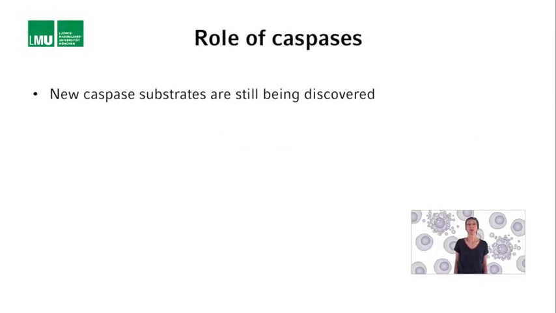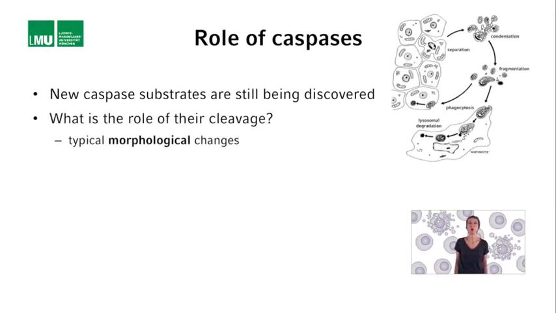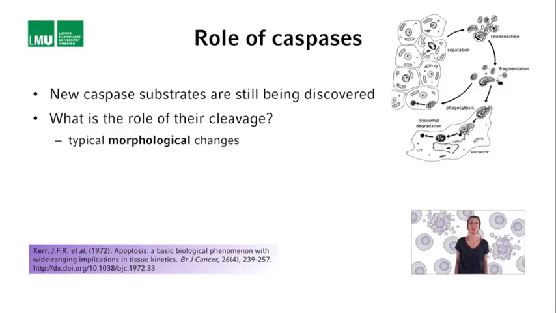To briefly summarize what we know about the output of active caspases: new caspase substrates are still being discovered, and the potential role of their cleavage in the apoptotic process characterized. The processes that lead to the typical morphological changes that apoptotic cells undergo are induced by active caspases. The loss of adhesion to neighboring cells, the shrinking of the cytoplasm, the condensation of the nucleus and the DNA, the formation of apoptotic bodies, and so on.